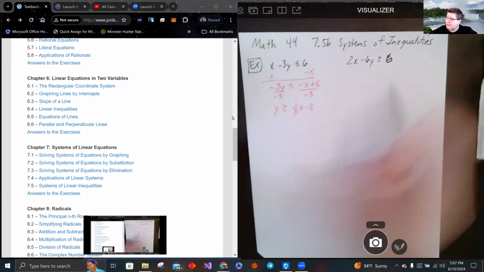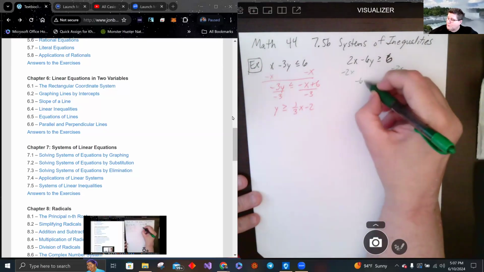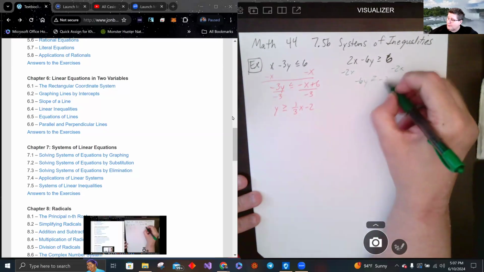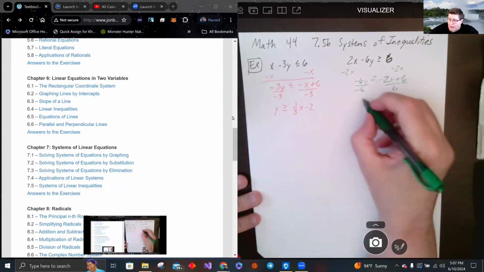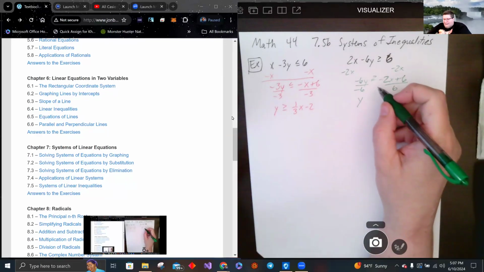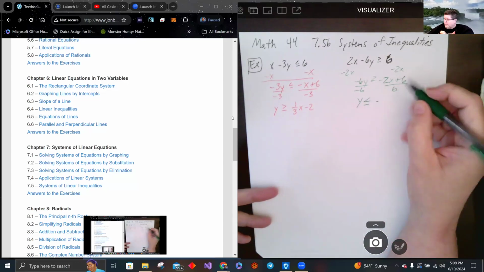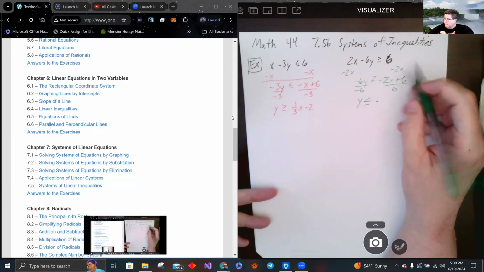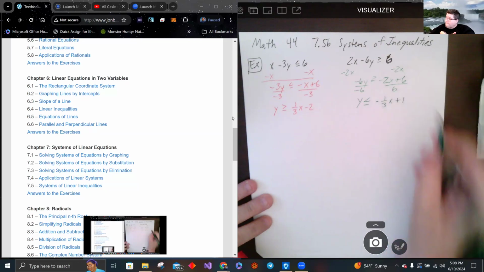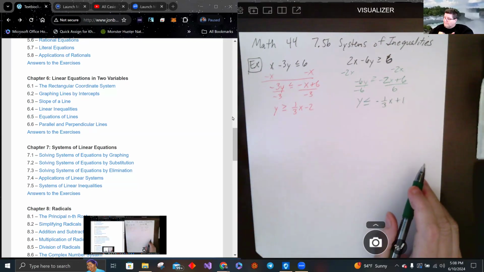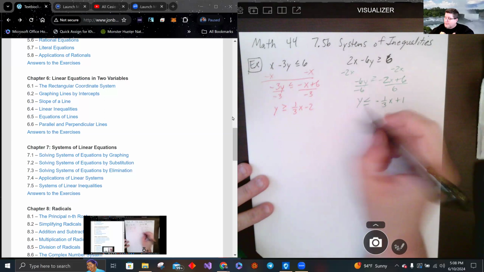Same thing with this line. I will subtract 2x. I get negative 6y is greater than or equal to negative 2x plus 6. Divide by negative 6. And that flips this inequality. And I get negative 1/3 x plus 1. So what was different about this one is paying attention to the flips.